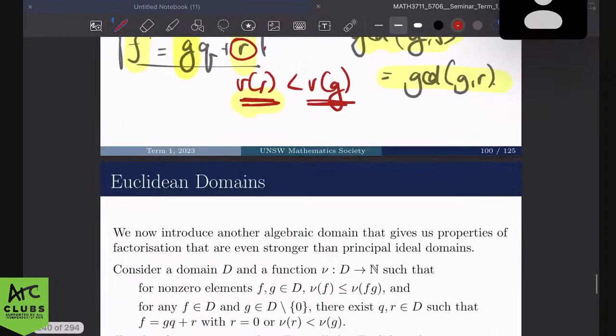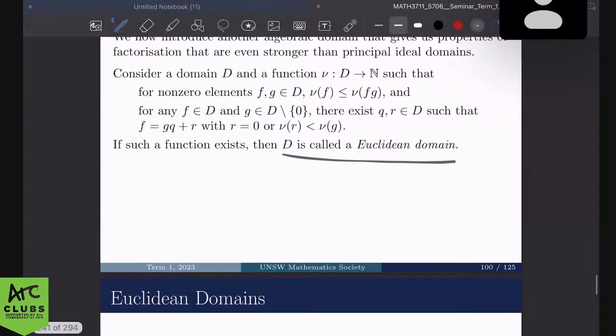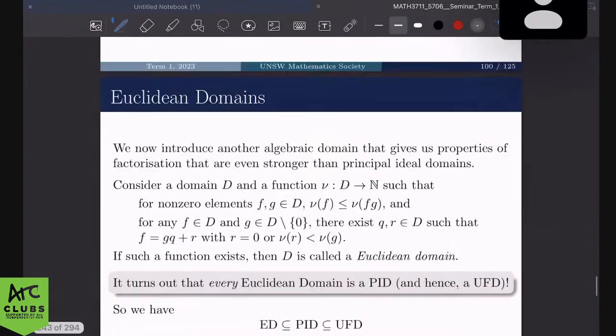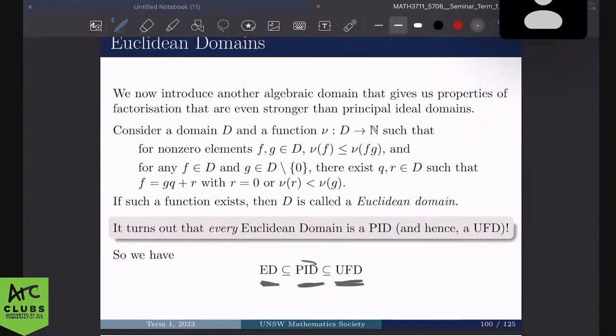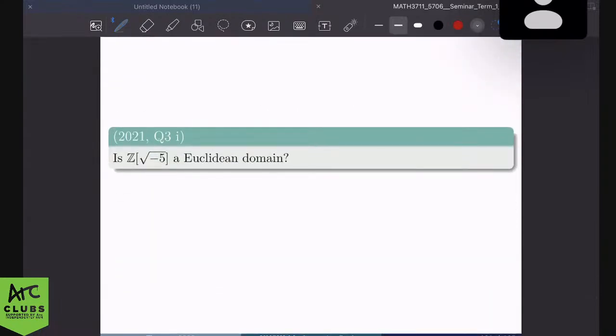Okay. If this function exists, then D is called a Euclidean domain, right? So as we said before, we've got ED, subset of PIDs, subset of UFD. Okay. All right, think about Z adjoined square root of minus 5. Is that a Euclidean domain? So we'll think about that.